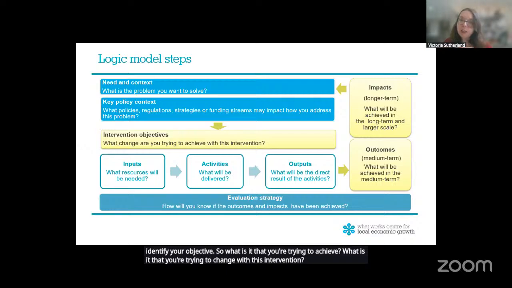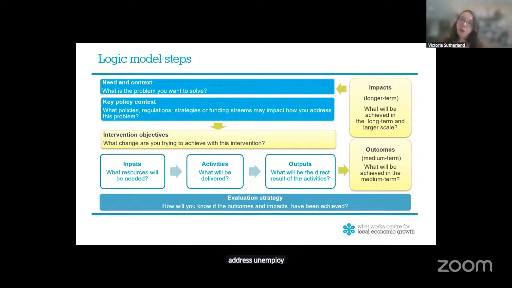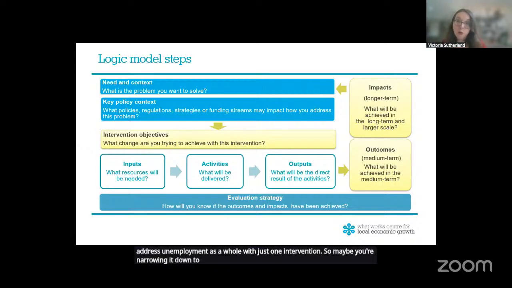Now, if your need and context has ended up being a bit broad, the objective is often the place where you will end up having to narrow it down. So, you may set out an unemployment rate as being a challenge for your area, but you're most probably not going to address unemployment as a whole with just one intervention. So maybe you're narrowing it down to a particular group or a particular barrier to employment that you're going to lift. So objectives are about setting out what is the change that you're trying to deliver.